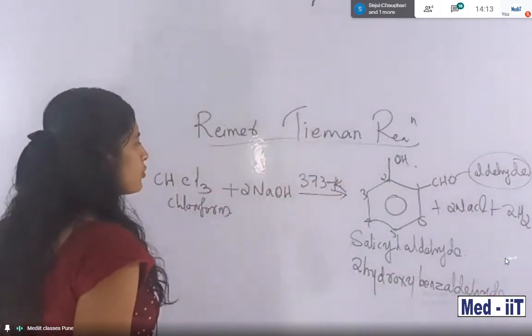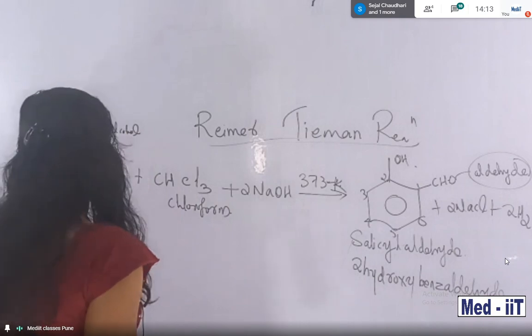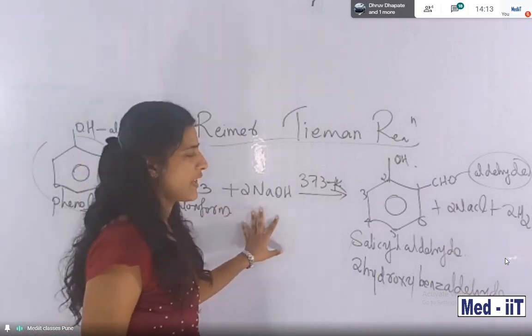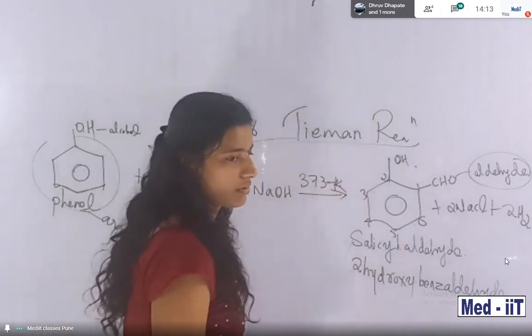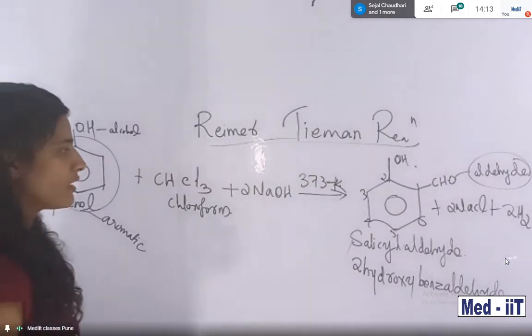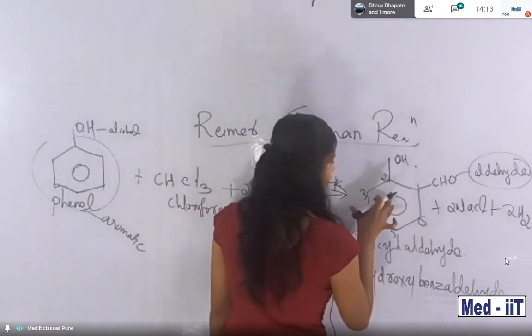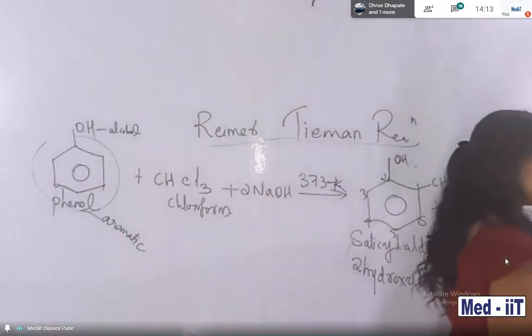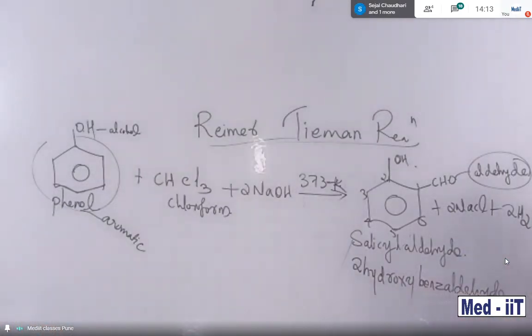Okay, so suppose your question pattern may be like this. They will provide a phenol, chloroform is there, in the presence of NaOH, and you want to predict the product. So with the help of these things, also they can give the product and ask about the substrate. They can also ask like that. So you want to be familiar with everything.